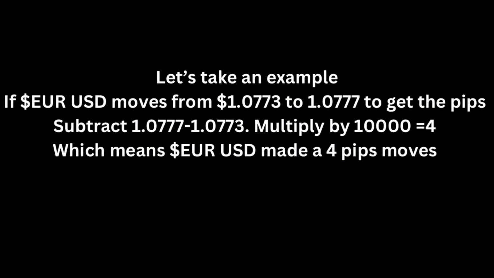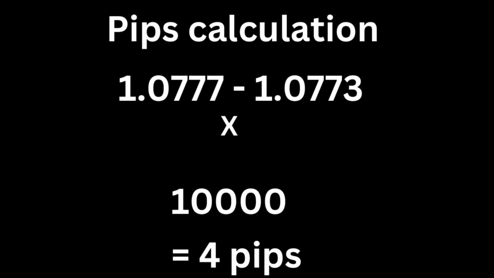If Euro USD moves from 1.0773 to 1.0777, to get the pips, what do you need to do? You need to subtract 1.0773 from 1.0777, then multiply it by 10,000. That will give you approximately 4 pips, which means Euro USD just made a 4 pips move from 1.0773 to 1.0777.